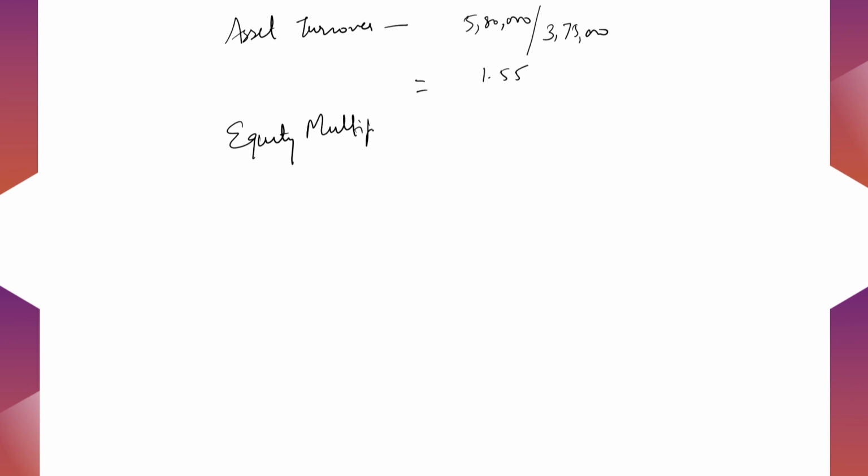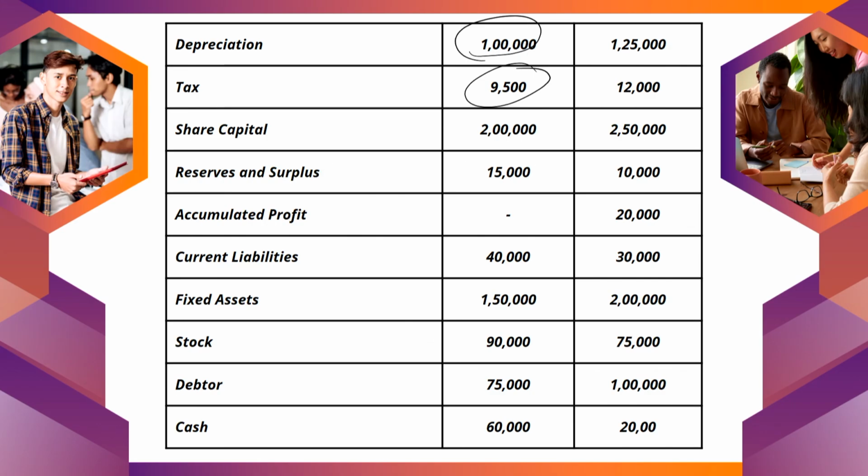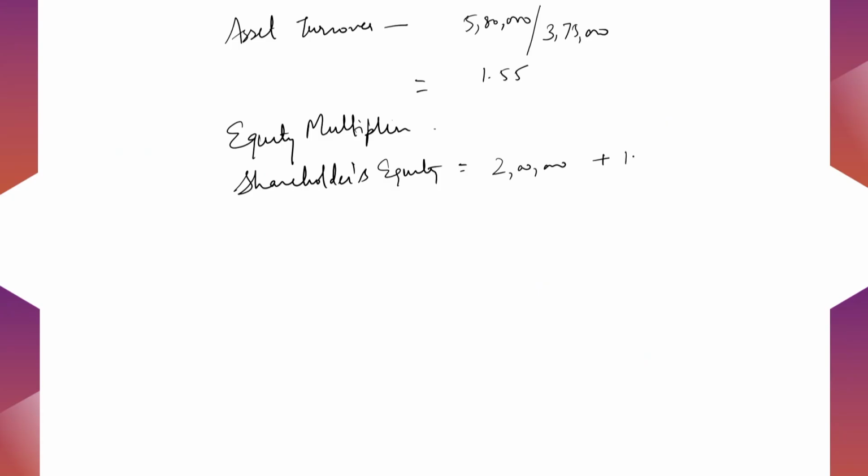Equity multiplier. To compute this, we first need to calculate the shareholders' equity, which is share capital given in the question, 2 lakh rupees, plus reserve and surplus provided in the question, 15,000. We have no accumulated profit for this company, so we just add 15,000 to the share capital. So our shareholders' equity will become 2,15,000.